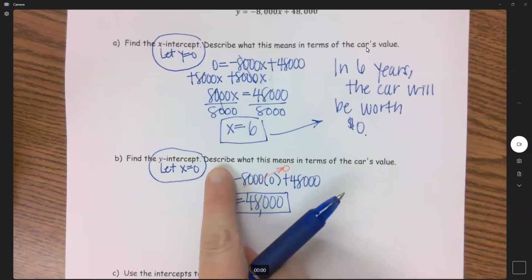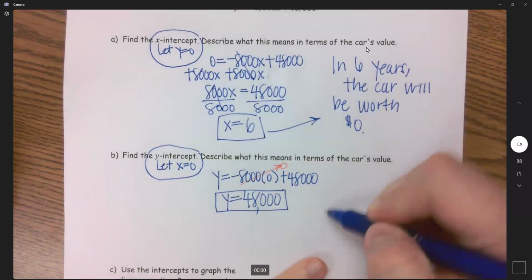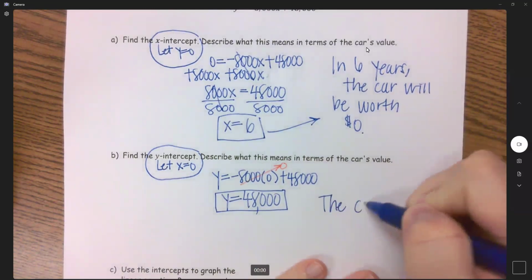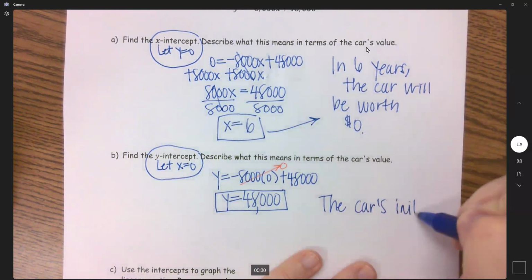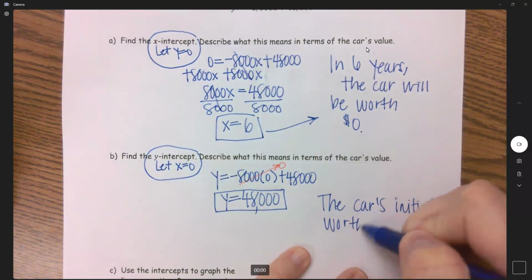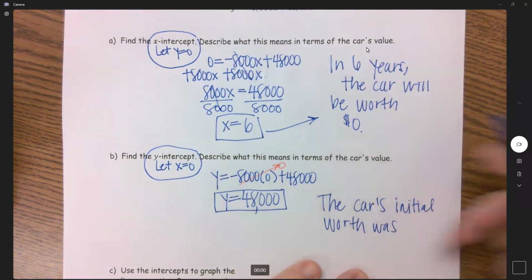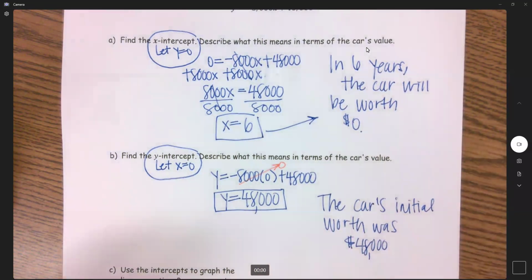Goes on to say, describe what this means in terms of the car's value. The car's initial worth was $48,000.